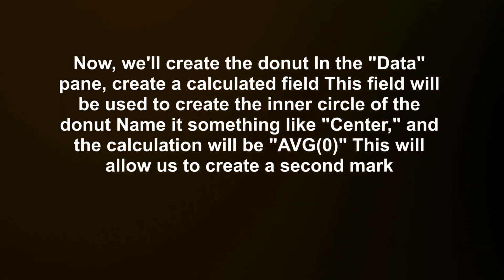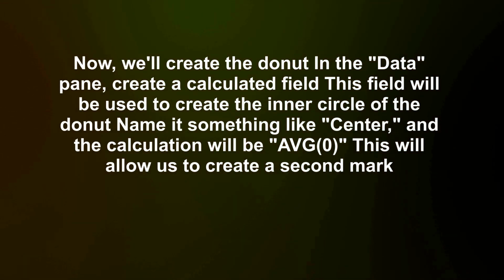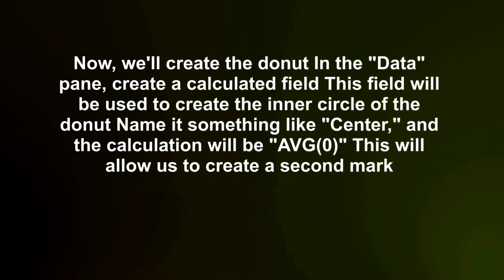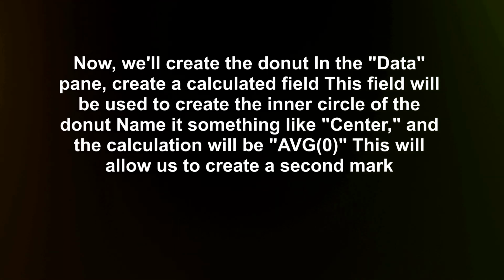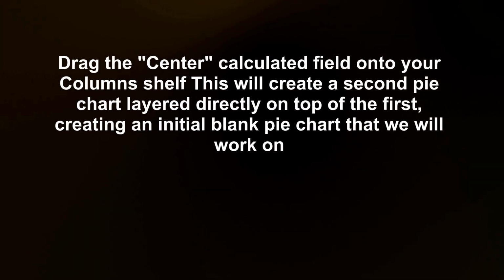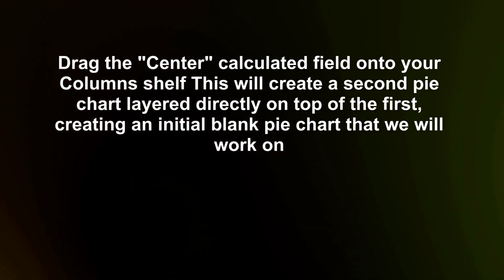Now, we'll create the donut. In the data pane, create a calculated field. This field will be used to create the inner circle of the donut. Name it something like center, and the calculation will be a zero. This will allow us to create a second mark. Drag the center calculated field onto your column shelf.